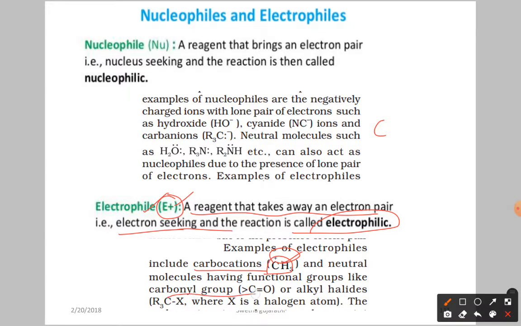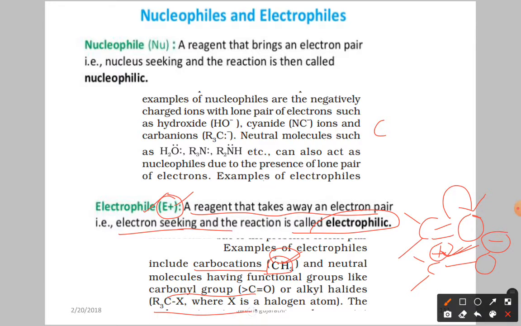Next, here we have the carbonyl group. In this carbonyl group we have a structure like this. This is a functional group. In this, because of the greater electronegativity of the oxygen atom, the electrons are shifting towards oxygen. So once the electron shifts, carbon gets the positive charge and oxygen gets the negative charge. So now this is acting as an electrophile. And here we have the alkyl halides like R3CX.